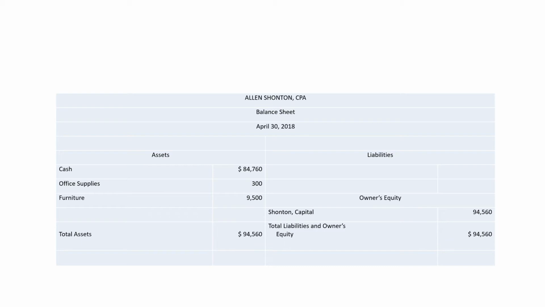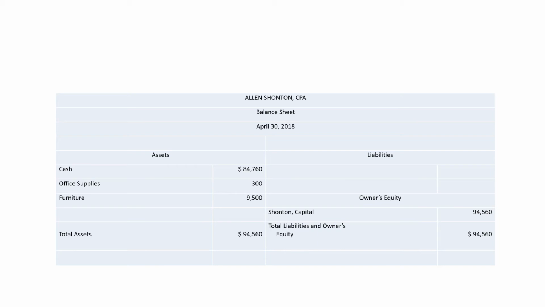The final financial statement is the balance sheet. And this is where we report the balance of assets, liabilities, and equity on a specific date. So we start with Alan Shotton CPA, balance sheet. This is as of a specific date. Here's the balance in these areas on April 30th, 2018. Here are the assets the company owns, the liabilities and equity the company owes.